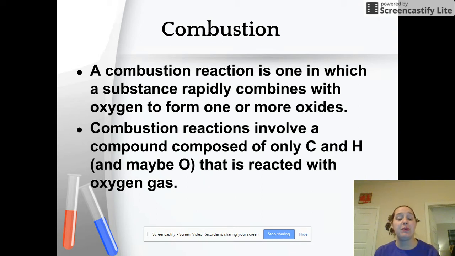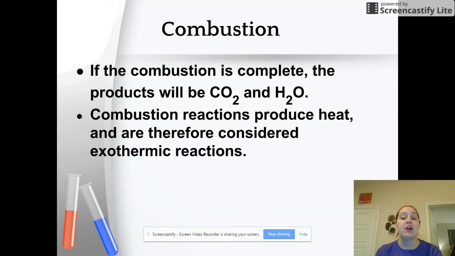So actually 3 of the pieces will always be the same thing. So we will always have a fuel plus O2 forming CO2 and water every single time. Okay. So if a combustion reaction is complete, you always form CO2 and water. I will tell you there are incomplete reactions where we form carbon monoxide and water, but that's not covered at this level of chemistry. Combustion reactions are always considered exothermic.